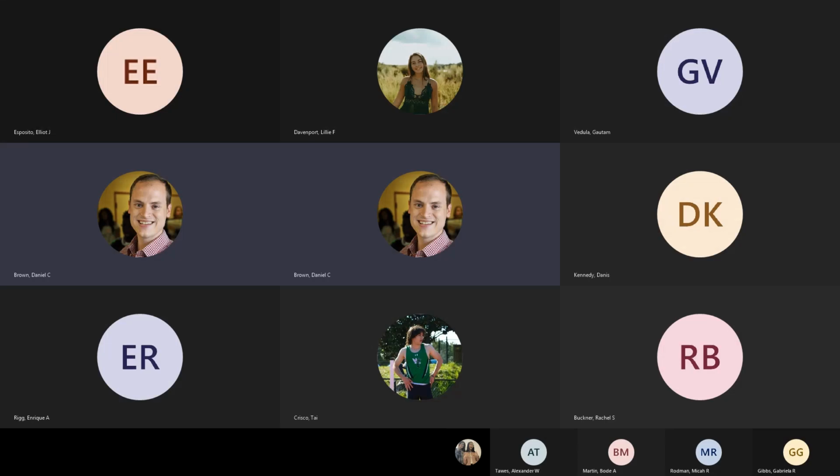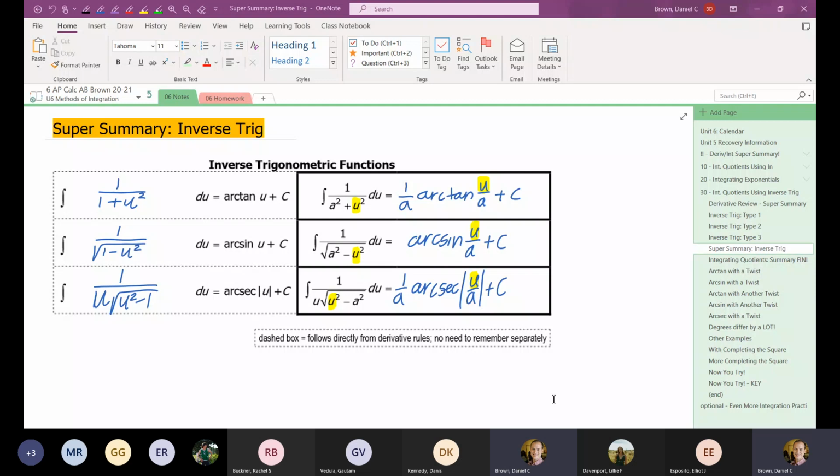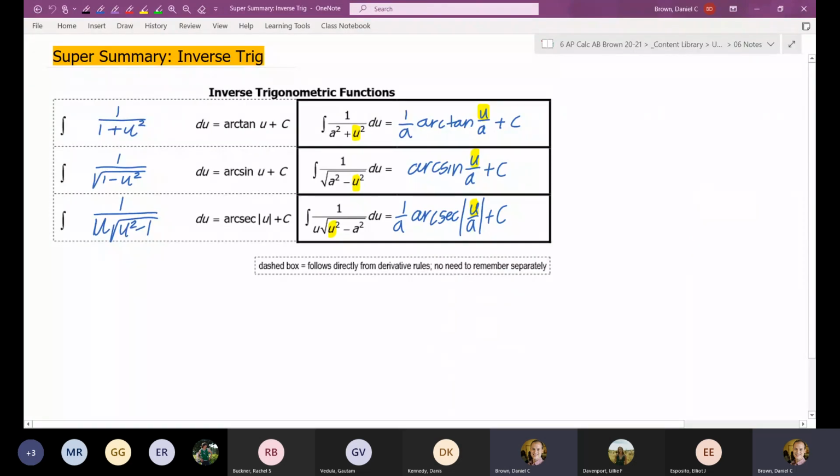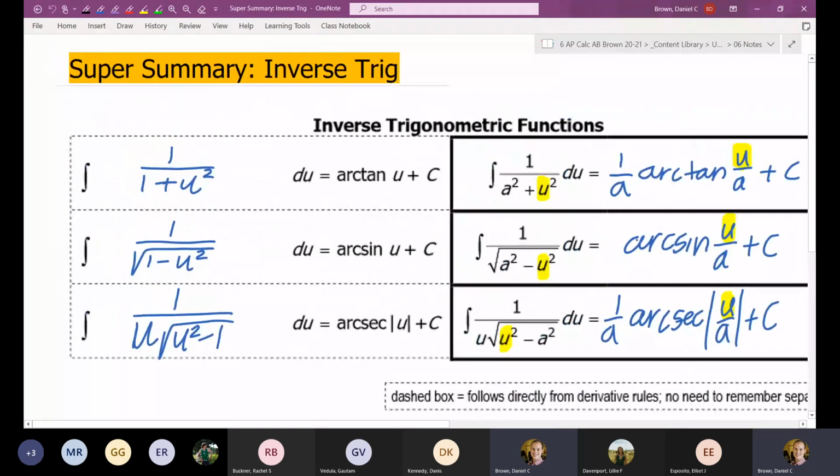The main clue that we are using and know that it is going to be inverse trig is that the degree of the denominator is going to beat the degree of the numerator by more than 1. So you're looking at the largest exponent and going from there. There are 3 inverse trig functions you have to know: arctangent, arcsine, and arcsecant.